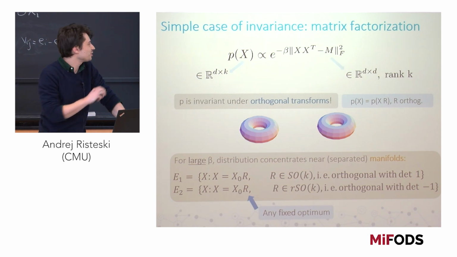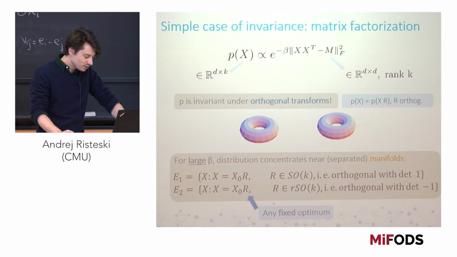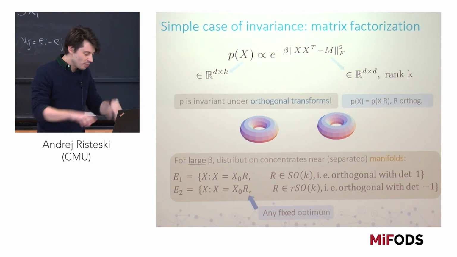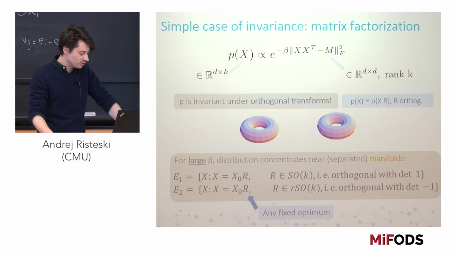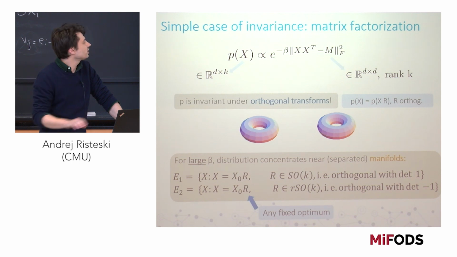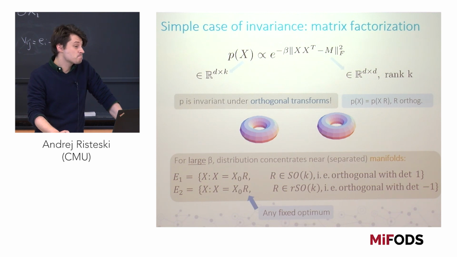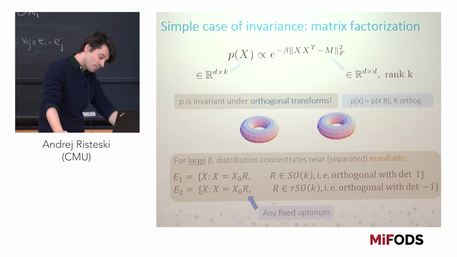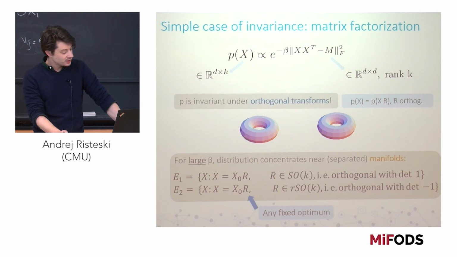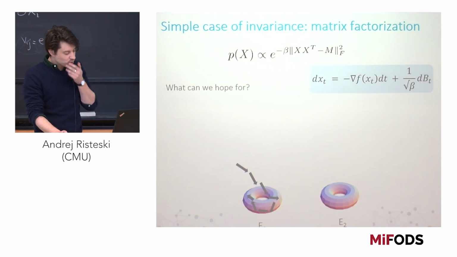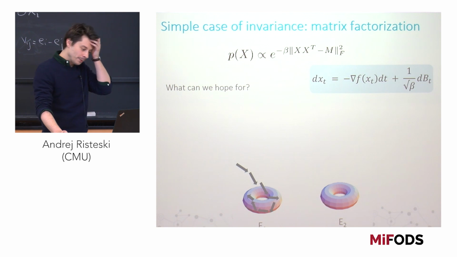My skills of drawing things in 2D eventually break down, so this is a very cartoon version of what this might look like. But we should keep in mind two manifolds that have some separation between them in Euclidean space, and the distribution concentrates near these two manifolds. Are there any questions about the qualitative picture? Okay. Cool. So let's explore qualitatively what we can hope to do here.